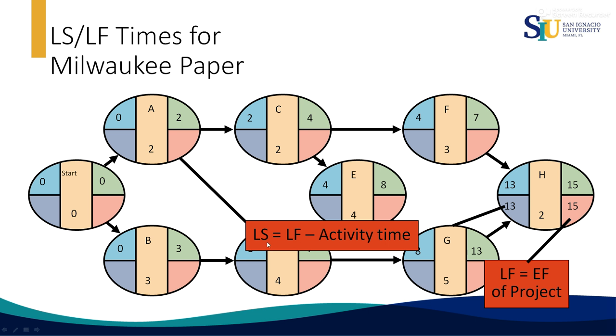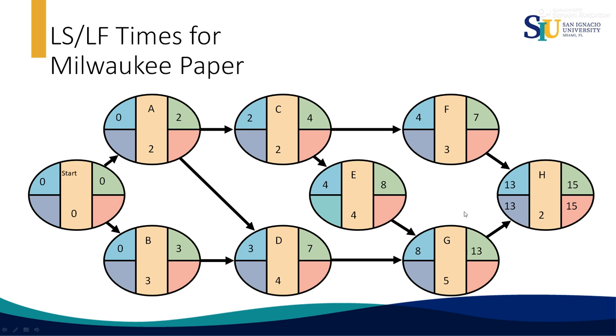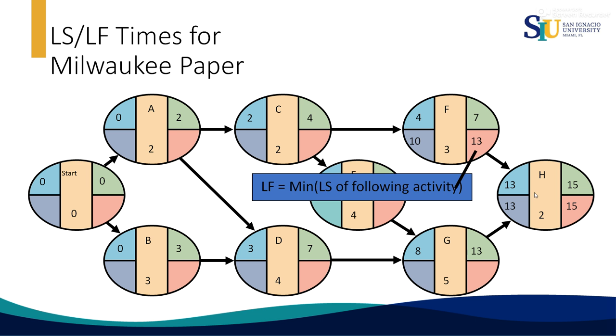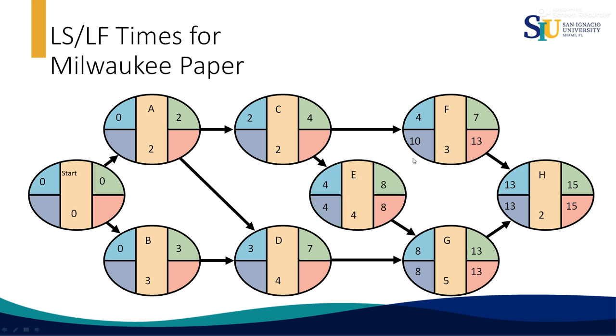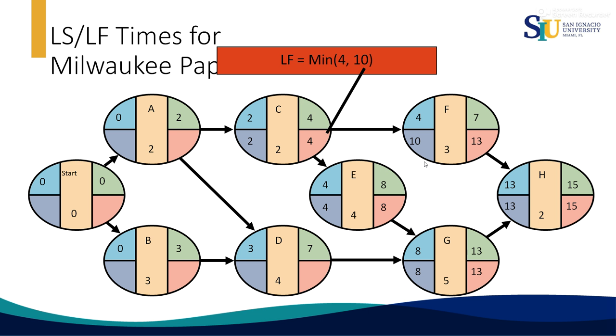Then the latest start is the latest finish minus the activity time. If we do that, for instance, in this case, the latest start of 13 is going to be the latest finish of activity F, that is before, 13 minus 3 equals 10. And then we continue doing that.